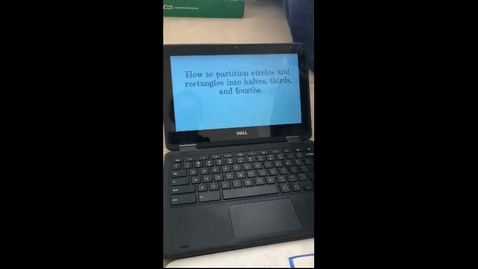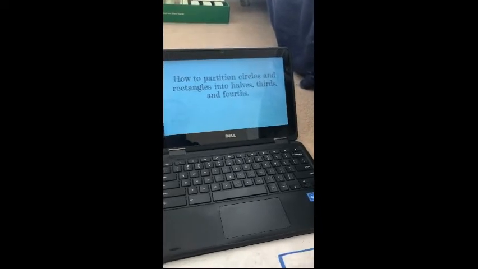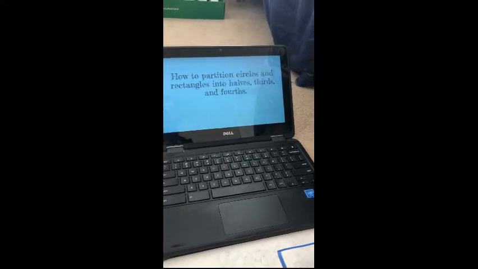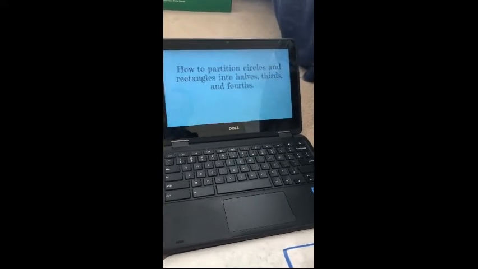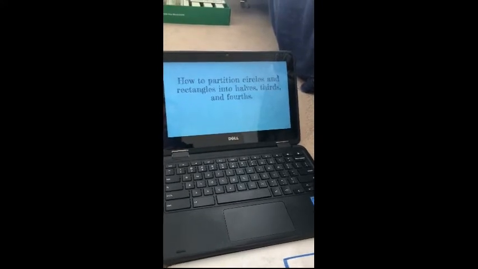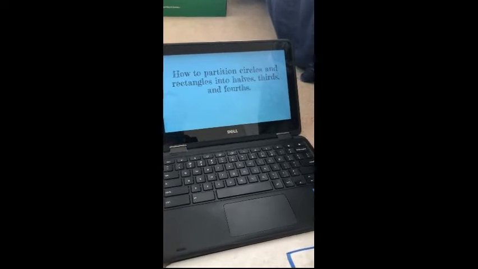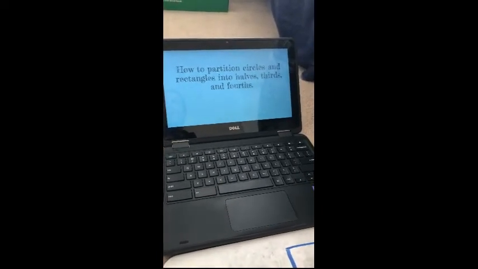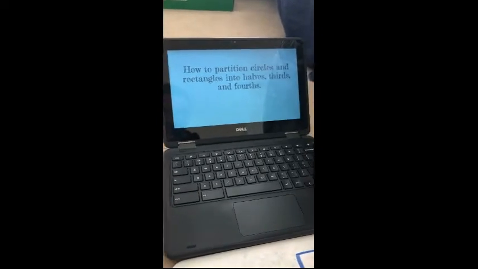Hey guys, we are going to start a new math unit that will go into next week. I'm really excited about it. This week we're going to talk about partitioning, and I'm going to explain what that means in just a minute. And then that's going to help us next week because we're going to start practicing how to tell time from a clock, which is really fun. It can be tricky, but it's a lot of fun to learn. So I'm really excited to start this unit with you guys.